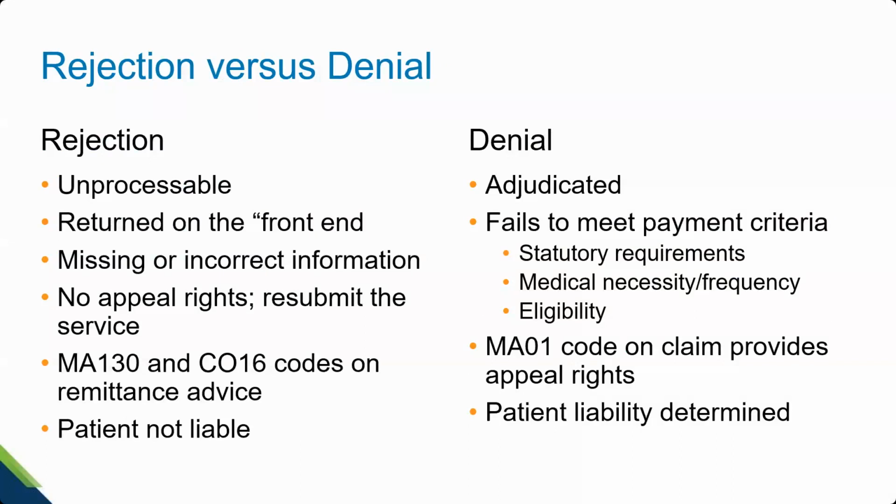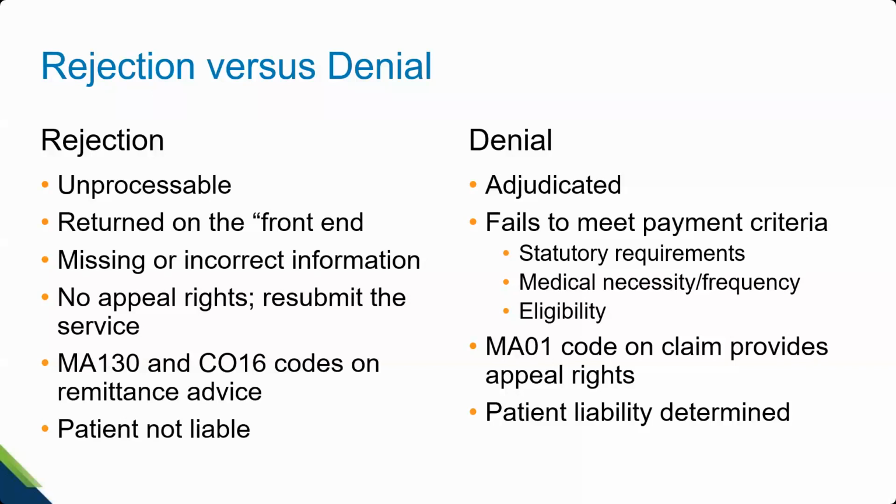On the left side of this slide, you'll see a rejected claim is one that is unprocessable. It's returned on the front end. It's not actually adjudicated. The reason why that claim is rejected or deemed as unprocessable is because something's invalid or incorrect or even missing on that claim. For these services, because they're never really processed, there are no appeal rights. What you need to do is resubmit the service.